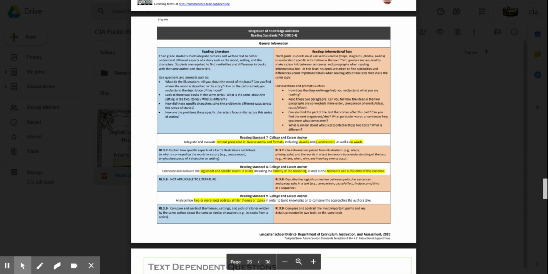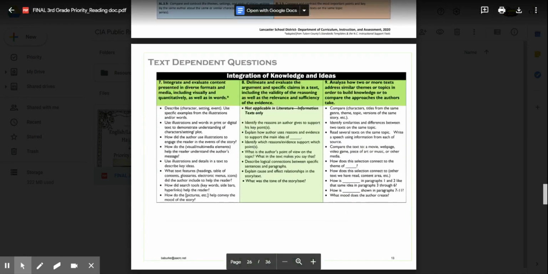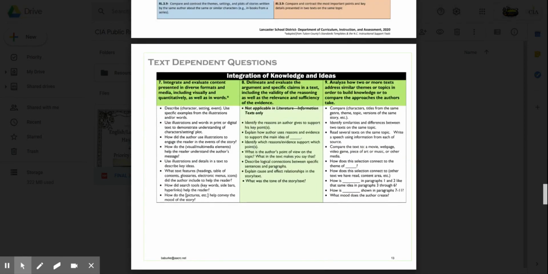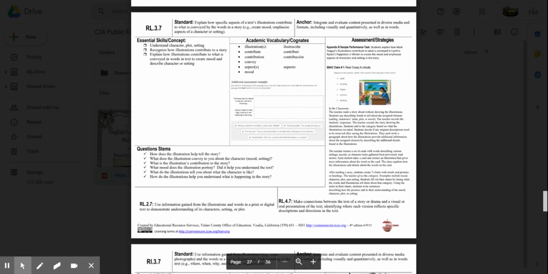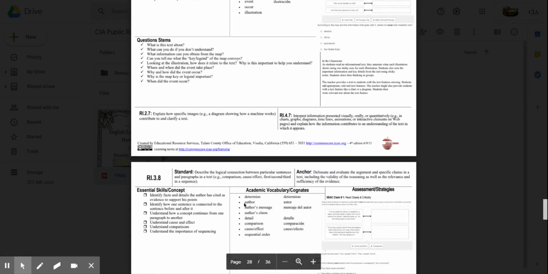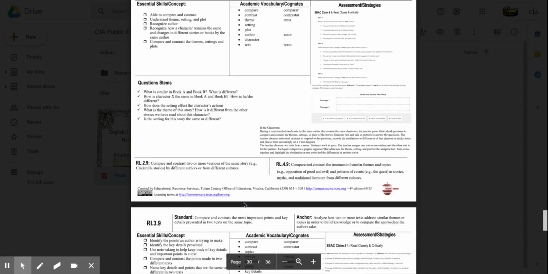As we move forward, you will, as you guessed it, get into the text-dependent questions that are related and associated with our integration of knowledge and ideas standards. So that, again, is 7, 8, and 9. These are followed by our standard deconstruction templates.